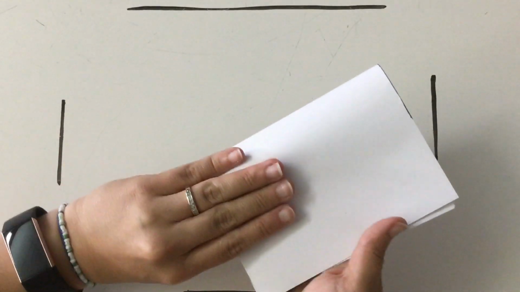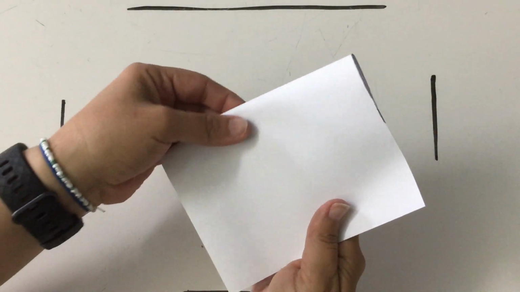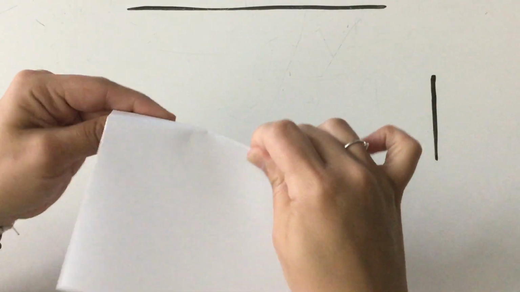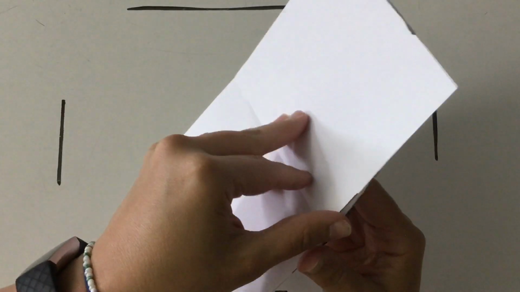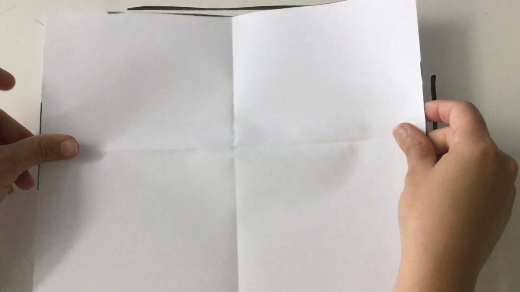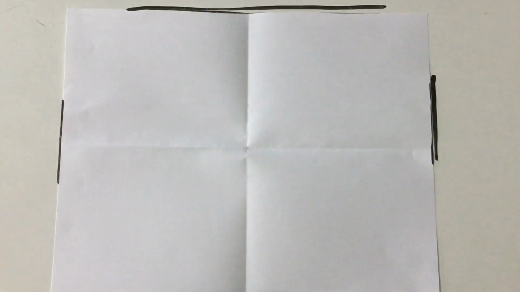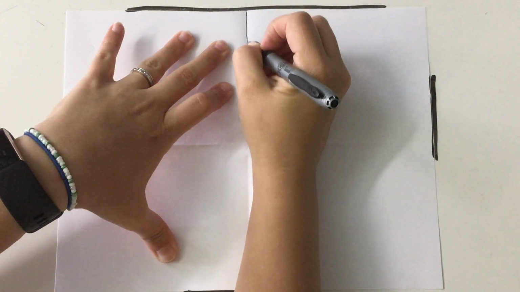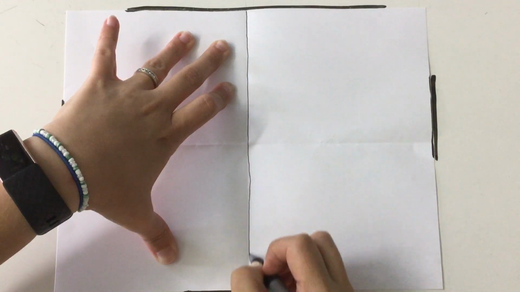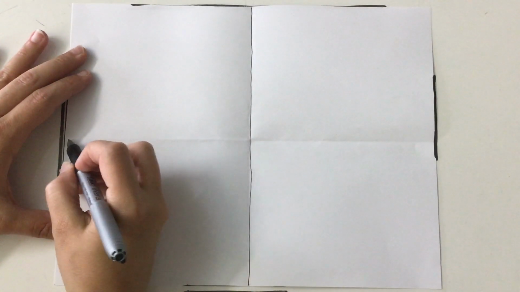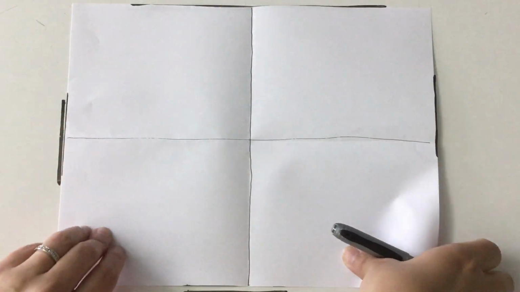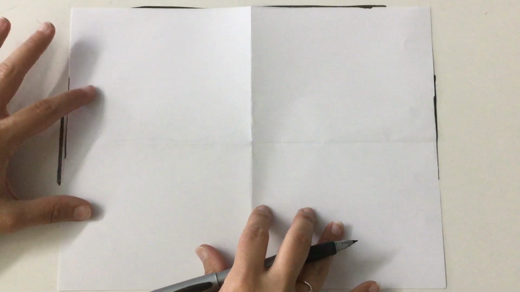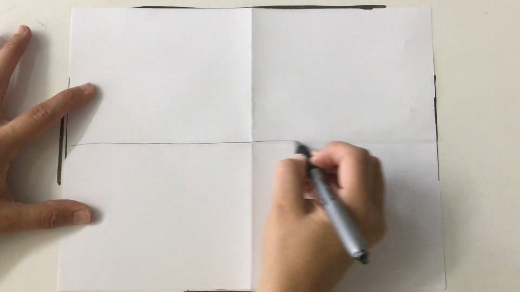So the first thing I want you to do is to fold your paper in half twice. One hot dog fold, one hamburger fold, one vertical fold, one horizontal fold. And once you've done that, I want you to trace over your folds, just like so. Trace over your folds, so that you have 4 equal sections on the front and on the back.